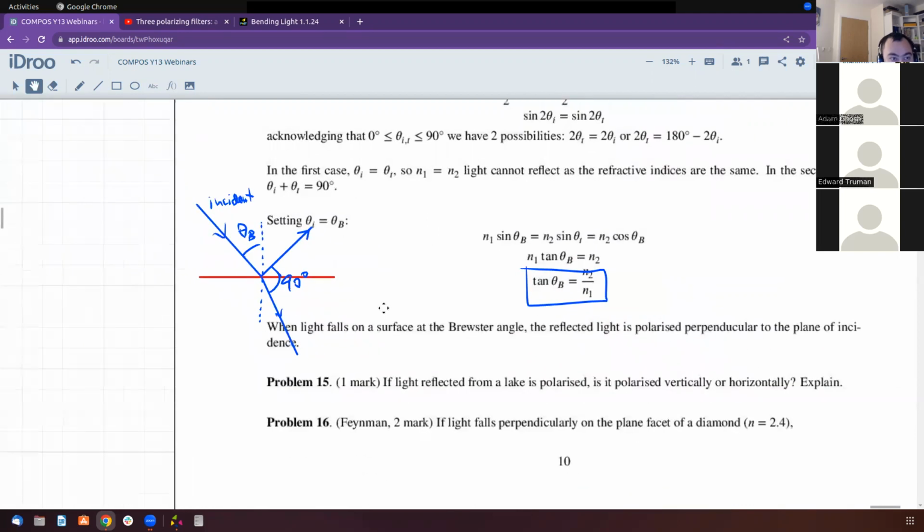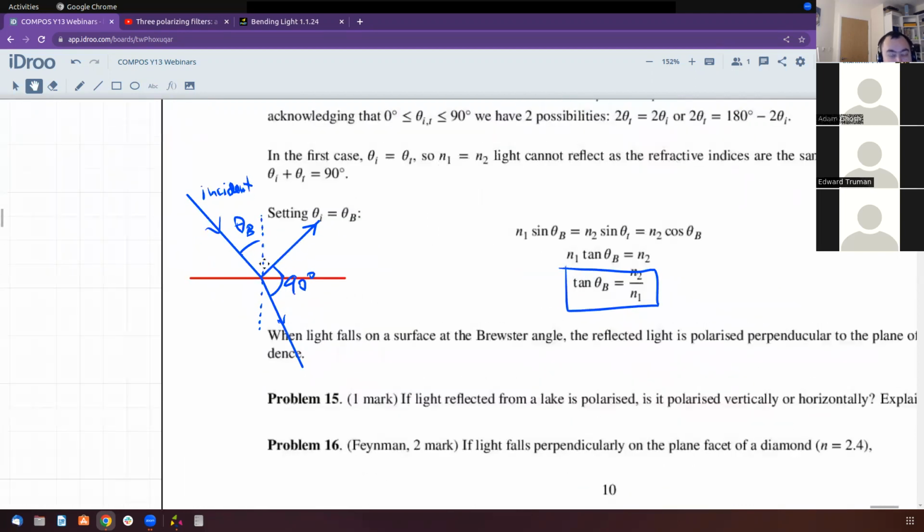Okay. So you know about the critical angle. The critical angle is when there's no light transmitted. Brewster's angle is when the reflected light is horizontally polarized. Well, if it's a horizontal surface, of course, the reflected light is polarized parallel to the surface. Okay.